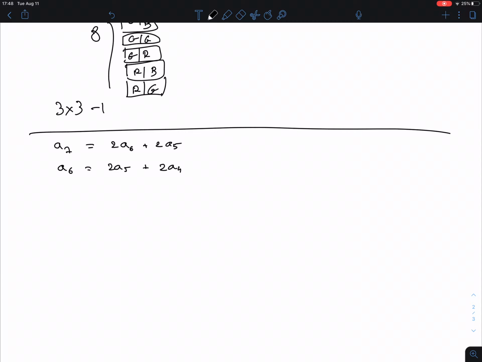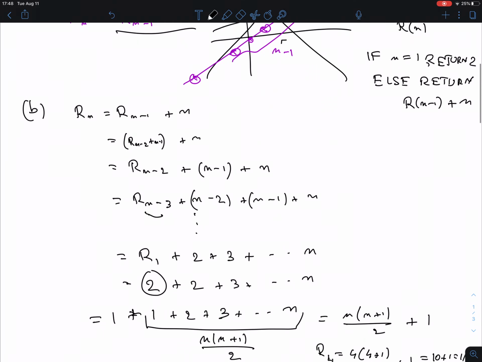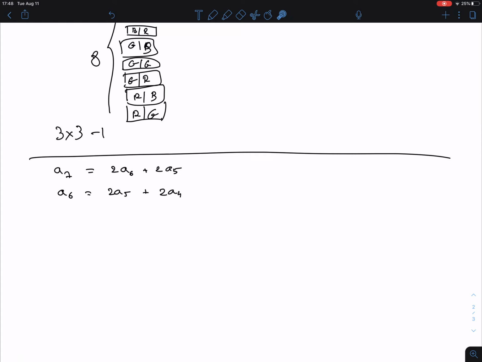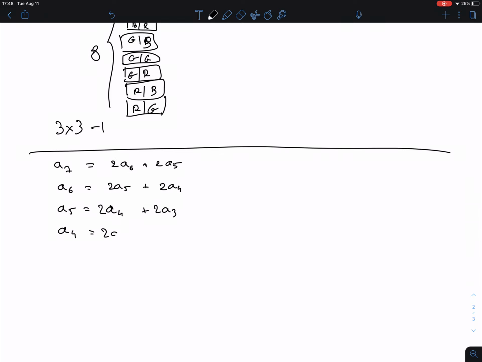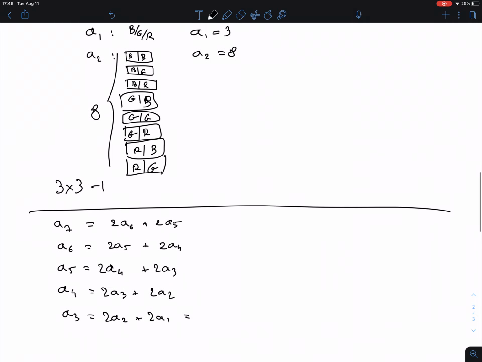What I'm doing now is plugging in, because I'm not trying to get a formula. If I try to get a formula, like in the previous case, I have to start from a general n. Now I'm writing a particular n, so I don't need a formula, I'm just calculating. I see I have to go back quite a lot. A4 is 2 times A3 plus 2 times A2, and A3 is 2 times A2 plus 2 times A1. Luckily, those I know: A1 is 3, A2 is 8.